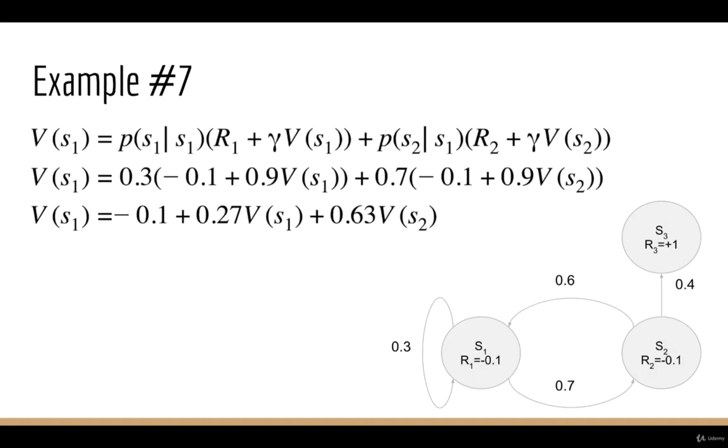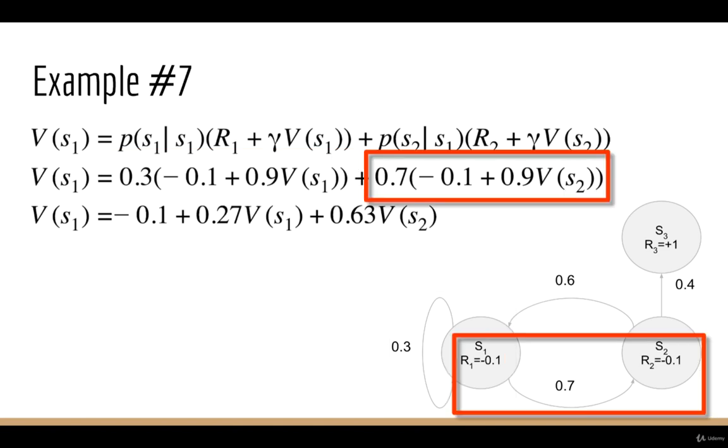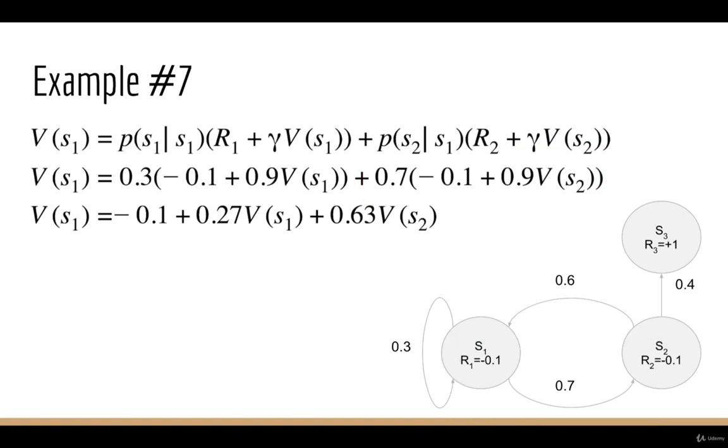Let's do V of S1 first. Using the Bellman equation, we can see that it's equal to P of S1 given S1 times R1 plus gamma times V of S1. So that's the loop just back to itself. And then there's P of S2 given S1 times R2 plus gamma times V of S2. That's the loop going from S1 to S2. Notice that V of S3 doesn't appear here because we can't get to S3 from S1.